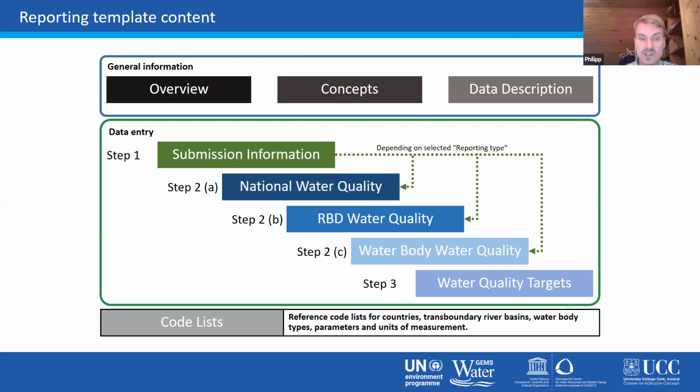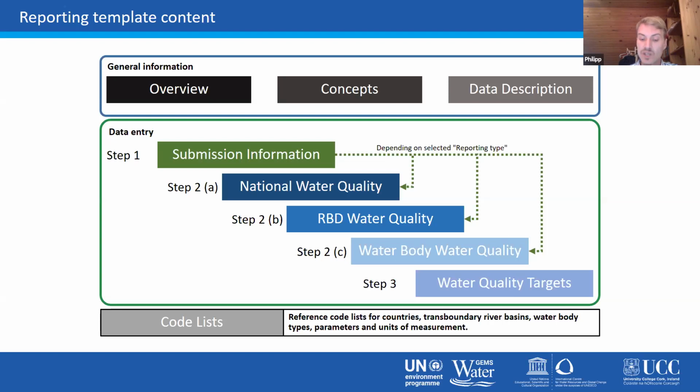And then in the middle of that slide, in that green box, there follow 5 sheets which contain tables for data entry. And in step 1, you're required to enter metadata on the actual data submission. This is general information about the country, organization, and the individual who's submitting the data. And it is also important to note that here you need to select the reporting type. So whether you report on the level of the single water bodies, aggregated at the reporting basin district levels, or just nationally.